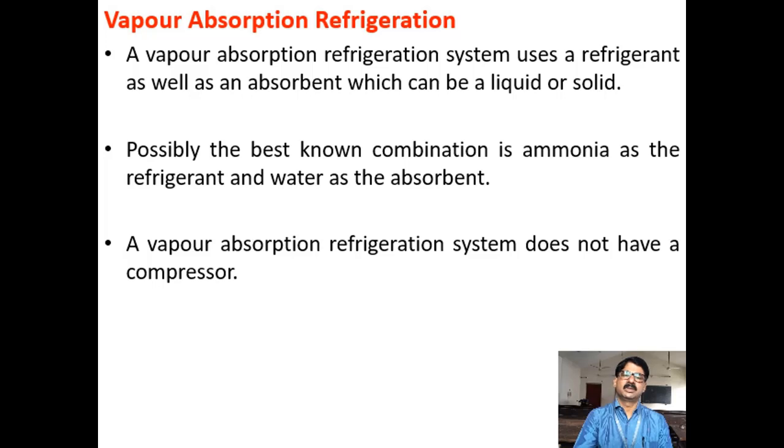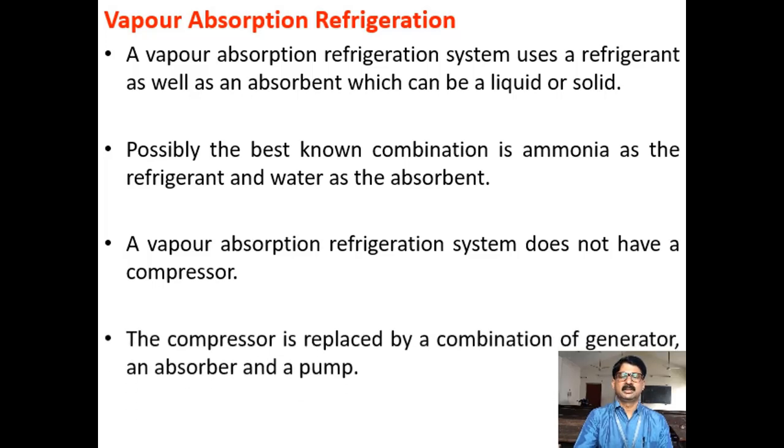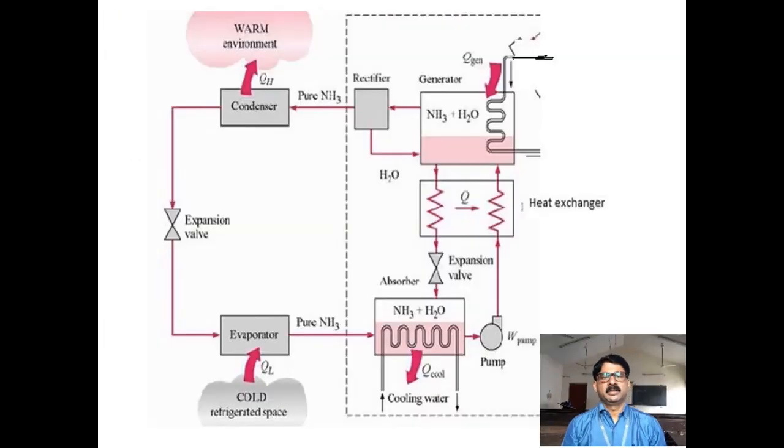So that is the difference between VCR, that is vapor compression refrigeration system, and vapor absorption refrigeration system. So you cannot find any compressor. Instead, you can find a generator, absorber and a pump. Now let me explain the working of a vapor absorption refrigeration system by use of this schematic diagram.